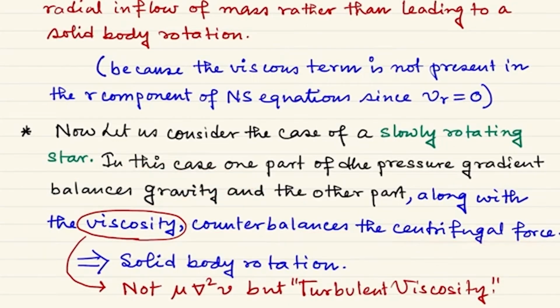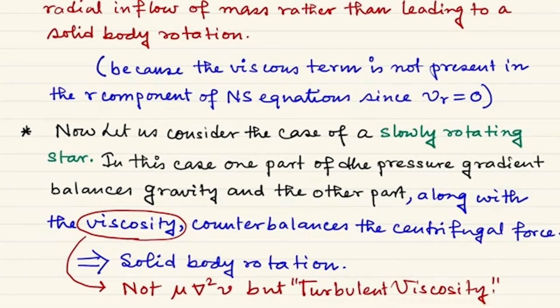Now the question is, when I am saying along with the viscosity, does it mean that this Laplacian of V? Well, this is also not correct. Actually, this is not the normal molecular viscosity or Navier-Stokes equation viscosity in the direct sense which is responsible here, but there is another thing called turbulent viscosity, which I will talk about when I introduce the general properties of fluid under turbulent conditions.